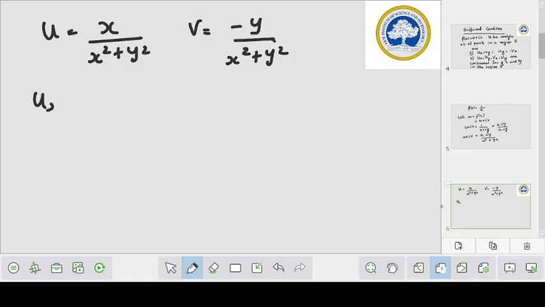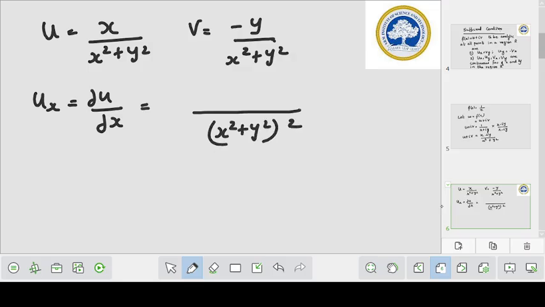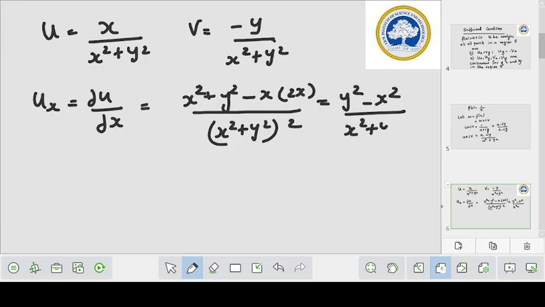Now what is ux? ux is dou u by dou x, that is partial differentiation with respect to x. So apply the u by v method. So x squared plus y squared the whole squared in the denominator, and x squared plus y squared into the differentiation of x, which is 1, minus x into the differentiation of x squared, which is 2x. So you will be getting y squared minus x squared by x squared plus y squared the whole squared. So this is your dou u by dou x.